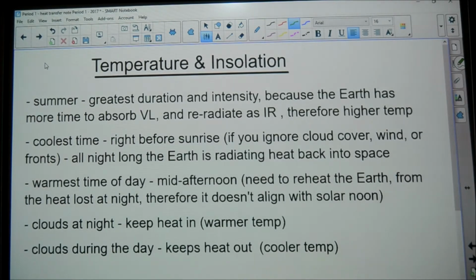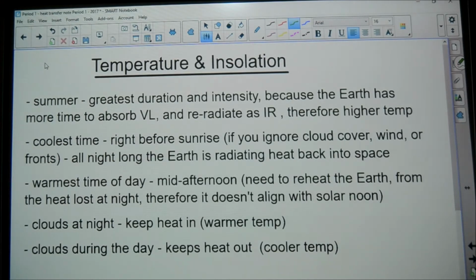All right, with that combination, it gives the Earth more time in the northern hemisphere, compared to our southern hemisphere, because right now it'll be our summer soon. It'll be their winter soon. It gives us more time to absorb that visible light. The more energy or visible light you absorb, the more you can radiate as infrared. The more you radiate as infrared, the higher your temperature is.